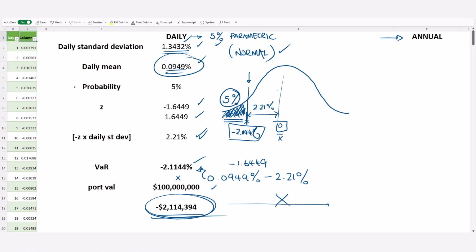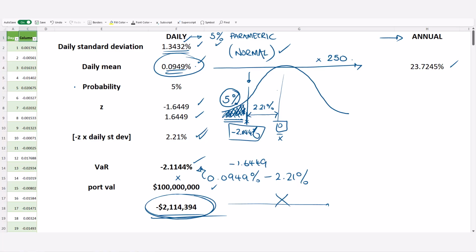Why? Because yes, your mean, you can annualize simply. And when I say simply, I mean multiply it by the number of trading days in a year. Unless you're told otherwise, assume that is going to be 250. So take your daily mean, multiply by 250. You can get your annual mean return.